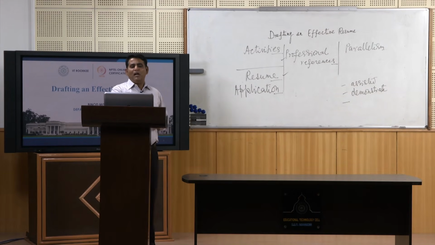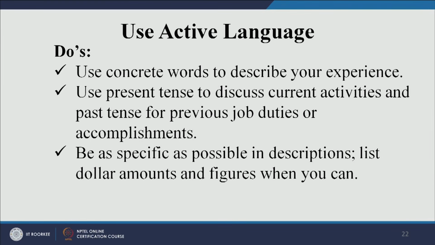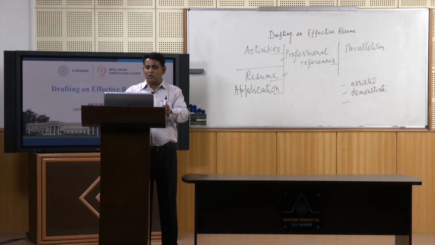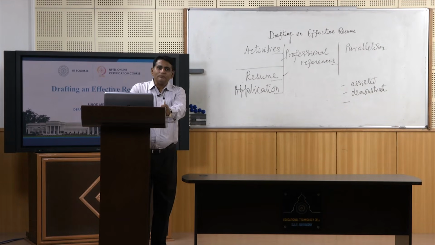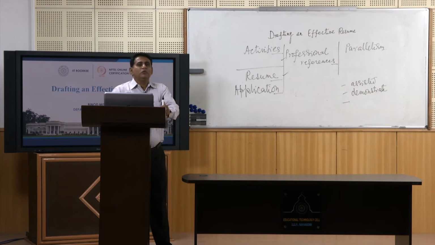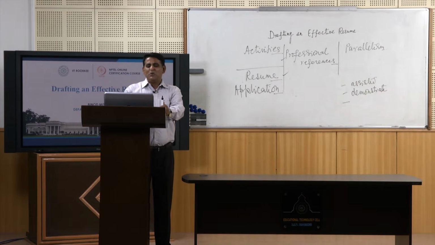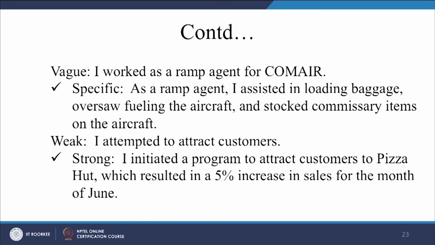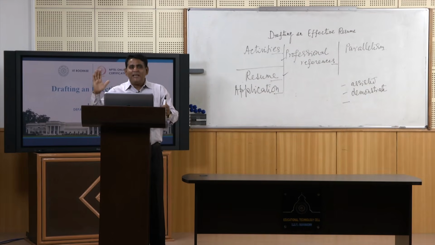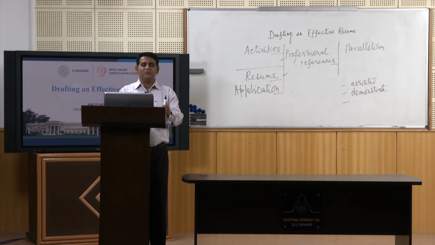Be specific while describing. List amounts or figures, whatever is applicable in your organizations. And when you are using language, don't give a sort of generalized statement. For example, "I attempted to attract customers" is a very weak one. You could rather say, "I initiated a program to attract customers to Pizza Hut, which resulted in a 10% increase." Now by going this way, you are making your claims more specific, you are doing it better.